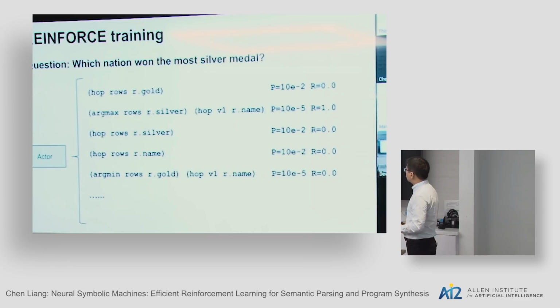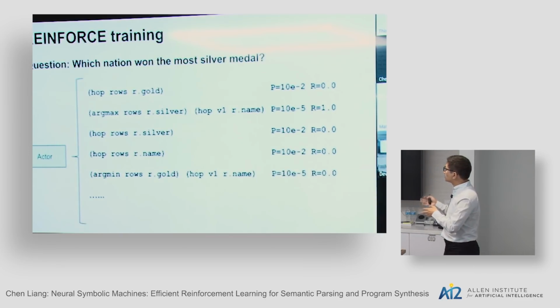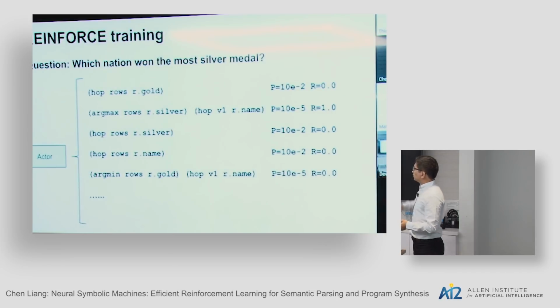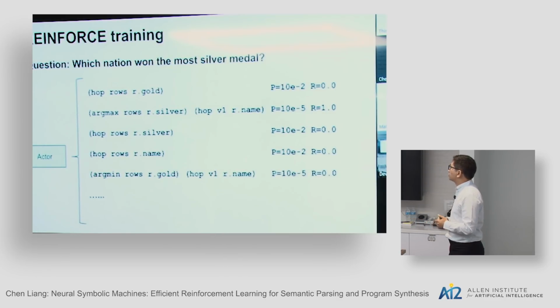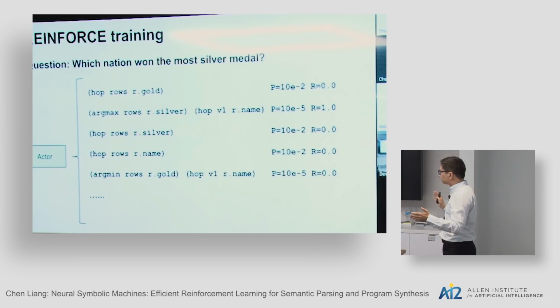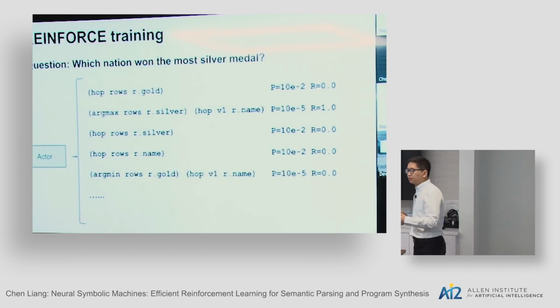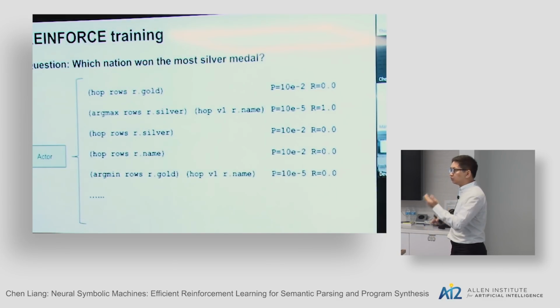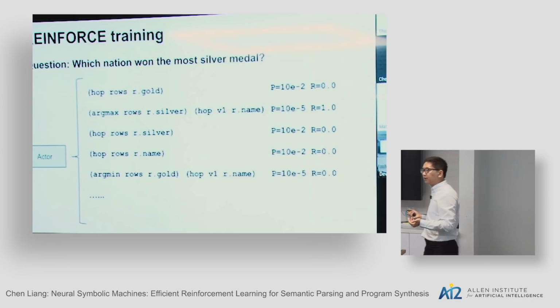And if we take a closer look at how it works in our case, each environment is sort of like you have a question and also a table. I'm omitting the table here. Basically, you ask which nation won the most silver medals. And then the actor is facing a large search space. Basically, if the program length is, say, 3 or 4, you have at least tens of millions of possible programs. Each program will be some number of expressions, and each one will have some probability and also some reward. And you cannot enumerate the whole program space, so you would need to do sampling.